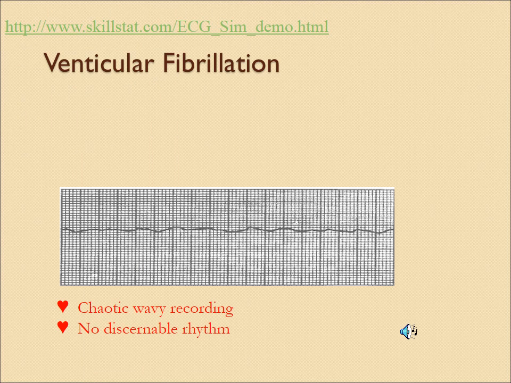So here we are. You can see these compared next to each other. We have the coarse VF at the top and the fine VF at the bottom. It is chaotic. The salient features here are chaotic wavy recordings and no discernible rhythm.